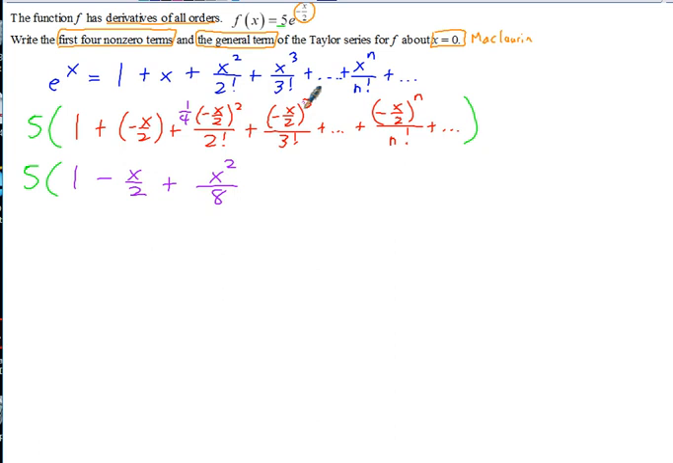This is negative 1 cubed. That's going to make this one negative. 2 cubed is 8, so that's 1/8. Divided by 3 factorial, and 3 factorial is 3 times 2 times 1. So 1/8 divided by 6, that's like 1/8 times 1/6. So I give you x cubed from right here over 8 times 6 is 48. First four non-zero terms, that's going to give us those. We'll just multiply by 5 here. Distribute that out.